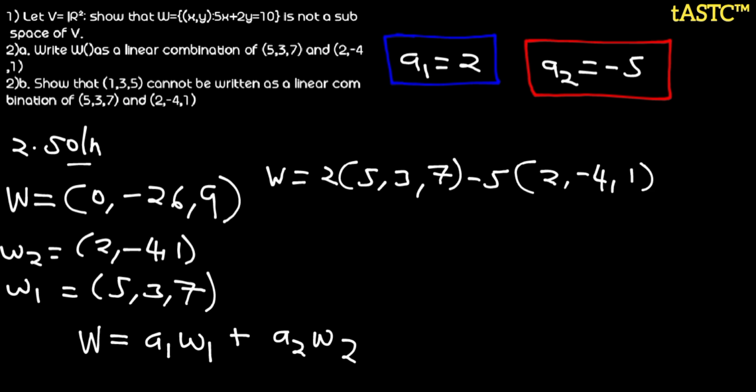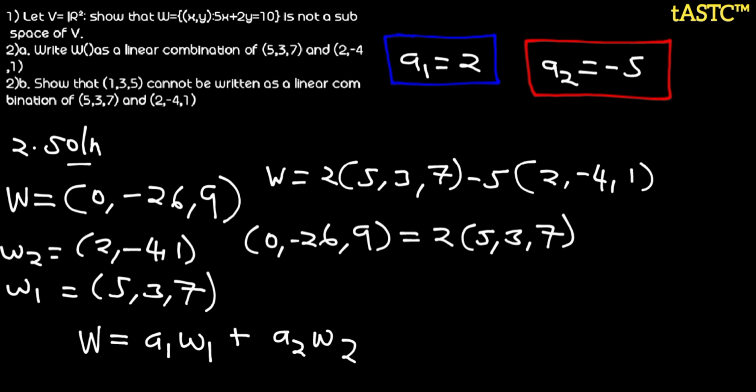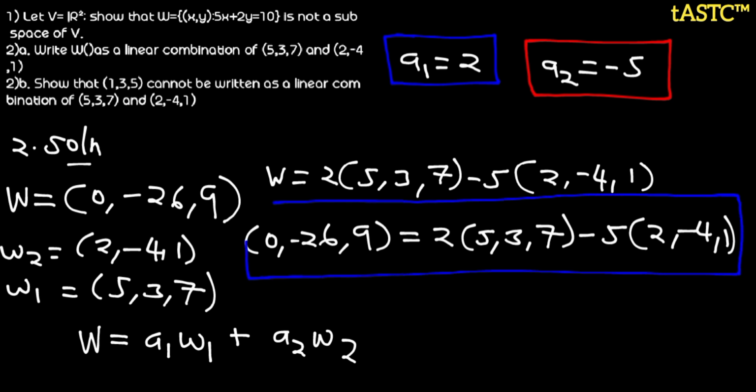So this is basically what you want to write. If you want to bring it out wholly, totally, that should be a (0, -26, 9). And this is equal to 2 times (5, 3, 7) minus 5 times (2, -4, 1). So that will be the answer to the question. This is what you're looking for. Now let us go on to the third one. That is going to be 2b.